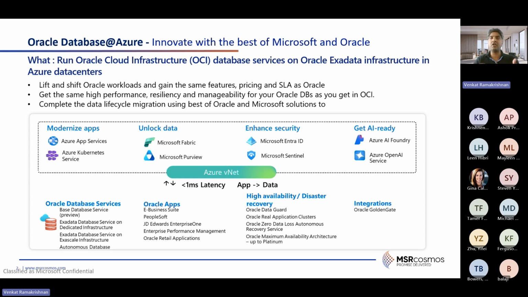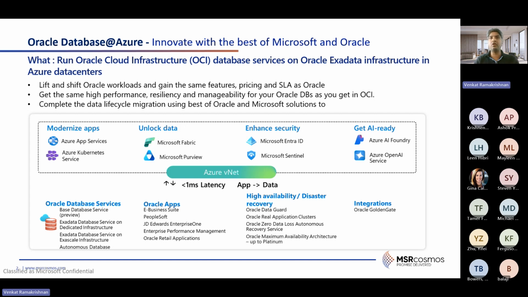You can refactor your applications or move your applications as is into Azure VMs or Azure App Services or Azure Kubernetes Services. You can unlock your data by integrating with Fabric. You can use Purview for governance. You can integrate with Entra and Sentinel and enhance your security capabilities. And of course, get AI ready. You'll be able to build your agents from Azure AI Foundry and use the OpenAI services available on Azure. You can get the best of whatever Azure has to offer and connect it to your Oracle database, whatever your Oracle database is.